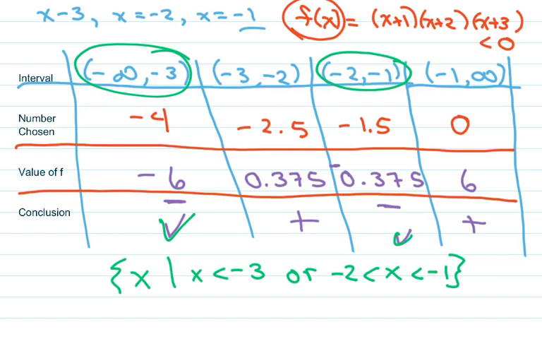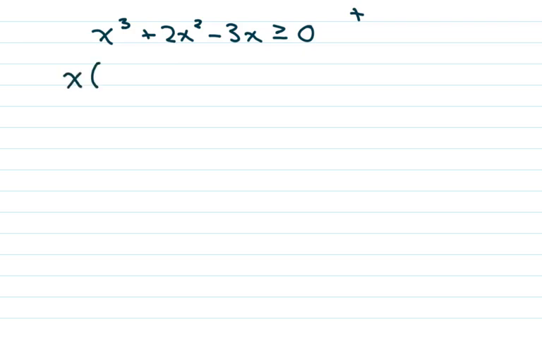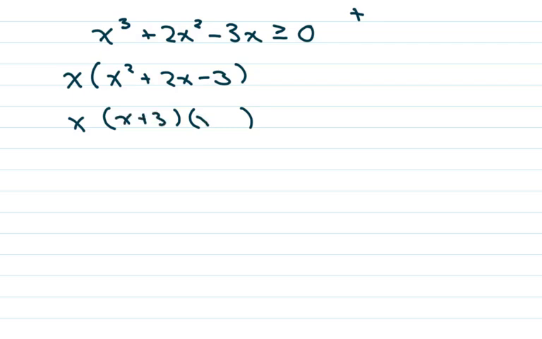Okay, and the last one we have is here. This one is going to be x cubed plus 2x squared minus 3x is greater than or equal to 0. So that just means we want positive values, and they can also equal 0. And I'm going to factor this. You get x times x squared plus 2x minus 3. And this part's easy to factor. This would be x plus 3, x minus 1.